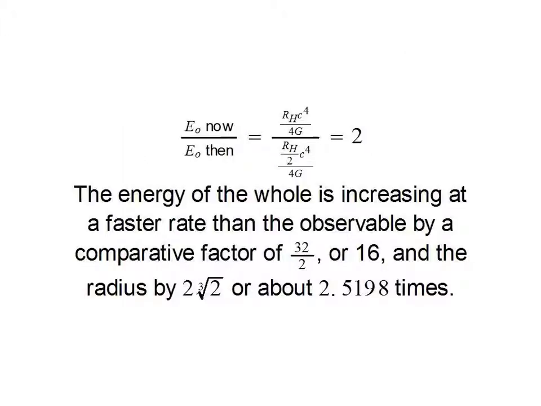Looking at the energy of the observable universe now versus then, which we did also in the geometric mean paper, we find that the energy of the universe doubles with each doubling of the hyperverse radius, or with time. Now comparing that to the rate of change of the energy of the whole, we find that the energy of the whole is increasing at a faster rate than the observable by a comparative factor of 32 divided by 2, or 16. And the radius by 2 times the cube root of 2, or about 2.5.